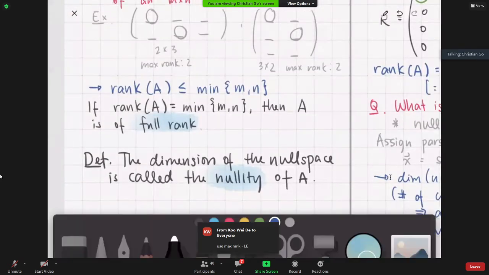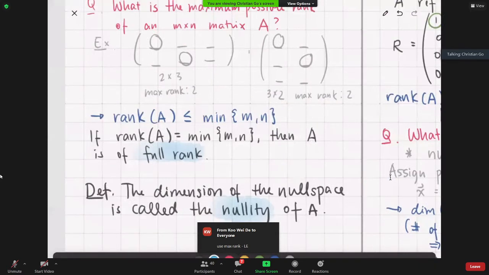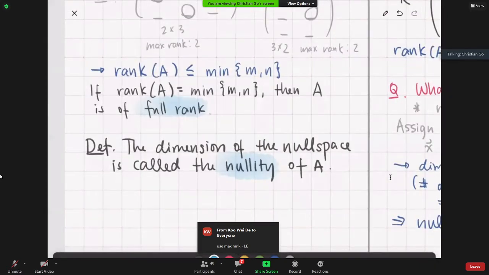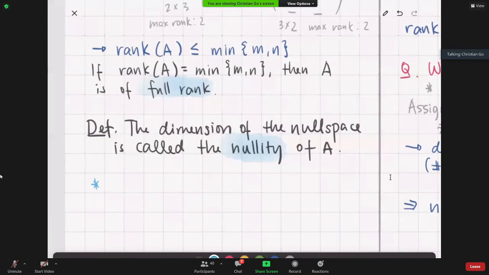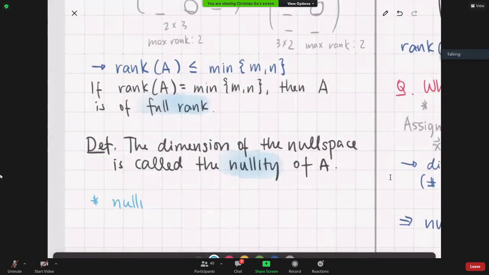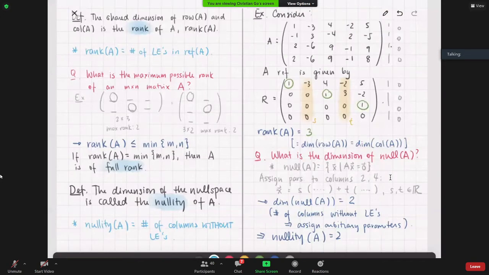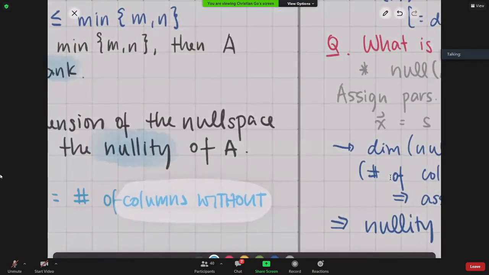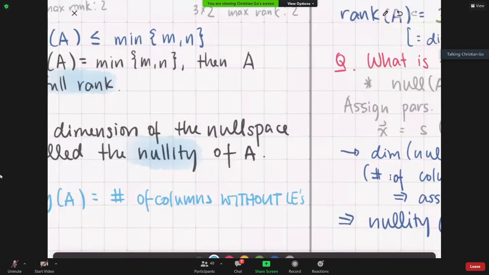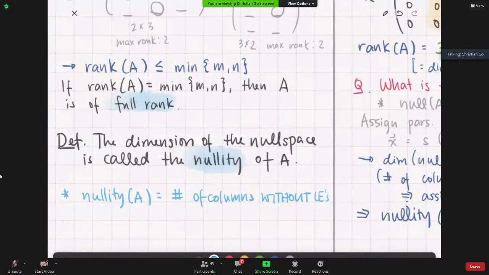A very nice result. Someone is saying, max rank minus LE. I'll give you something that doesn't even require calculation first. The nullity of a matrix is just the number of columns without leading entries, right? We're just counting how many columns there are with no leading entries. So be careful. It might be tempting. Oh, do we look at the columns or rows without leading entries? Well, we assign parameters to columns. Sorry. So we're counting the number of columns without leading entries.